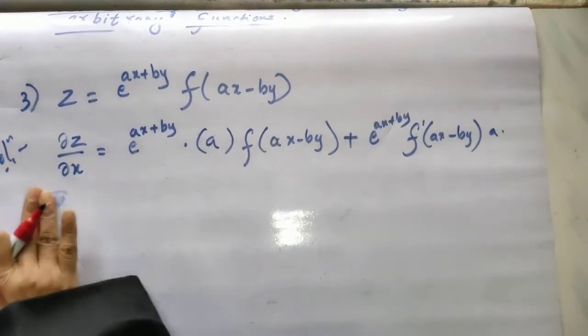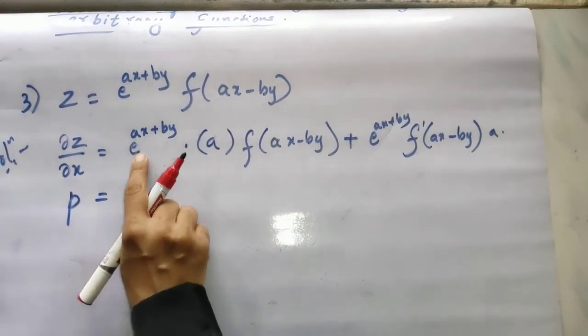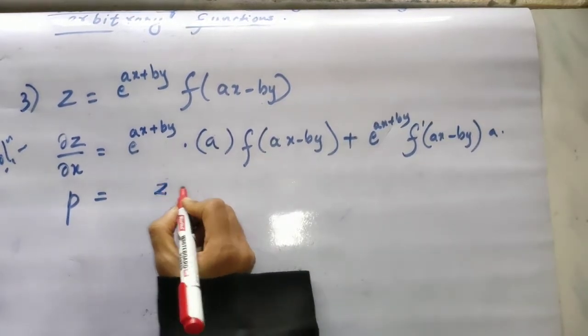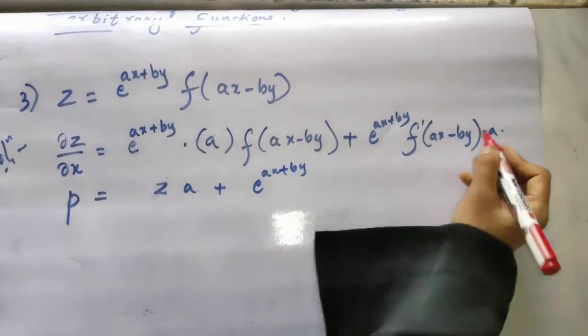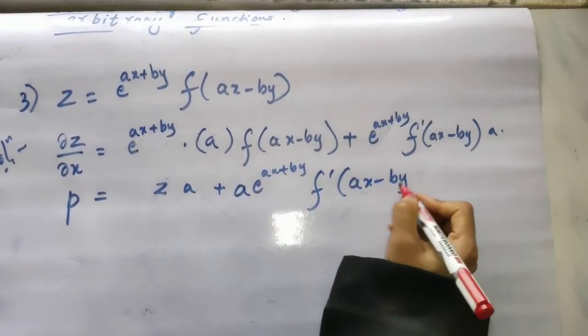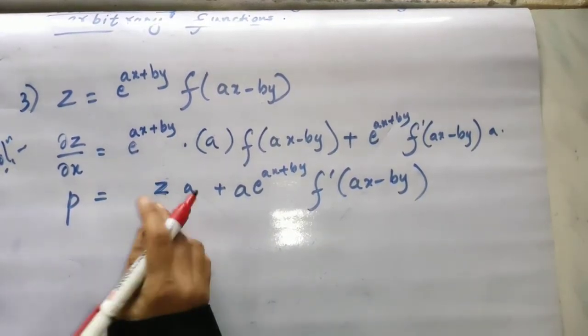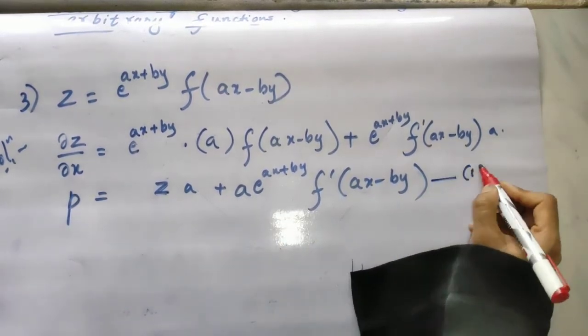Okay, now you can write it like this. So ∂z/∂x you write it as p. So that is equal to, now e to power ax plus by into f of ax minus by is nothing but z. So z into a plus e to power ax plus by, this I will write it here, into f dash of ax minus by. You will get it like this. Now you see I can take z minus a over here, or I'll keep this equation as it is, call this equation 1.